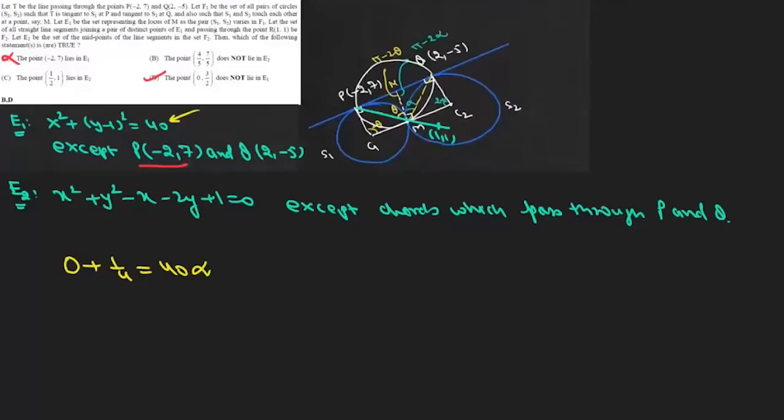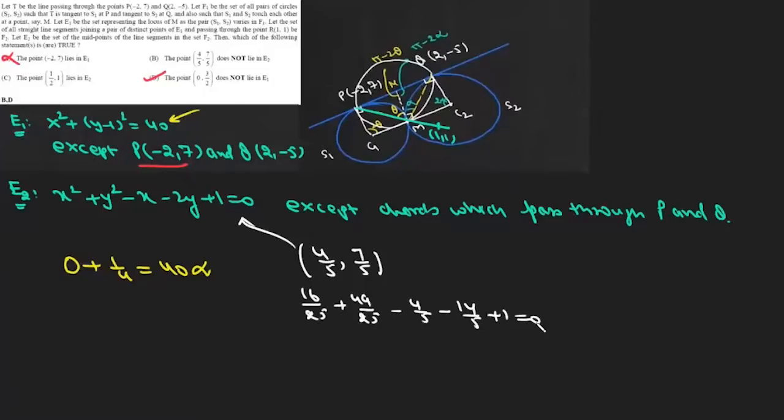Now we look at this option B. We are given this point (4/5, 7/5), and it says it does not lie on E2. Now we'll put the value of x and y in E2. So we'll get 16/25 plus 49/25 minus 4/5 minus 14/5 plus 1. It is equal to 0. Now this is 49 plus 16, 65/25, which is 13/5, minus 18/5 plus 1, which is 0.